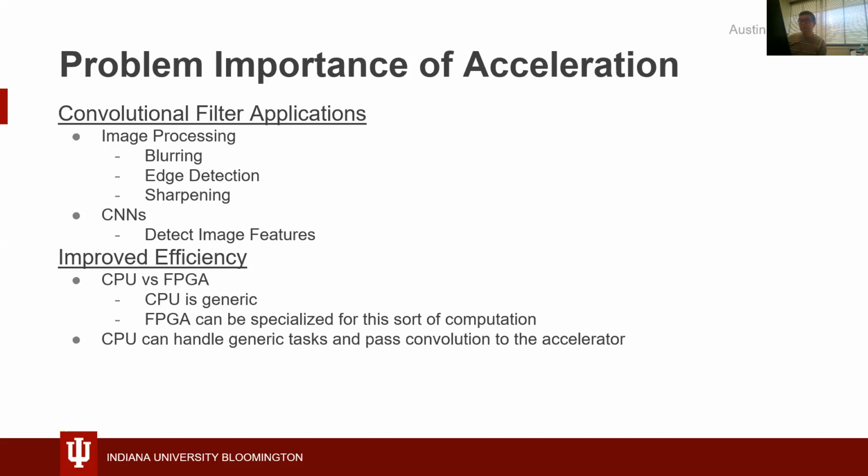We could do this with a CPU, but the CPU is pretty generic. It handles generic logic and execution, but it's not really tailor-made to do this sort of computation. However, we can make an FPGA very specialized for this computation so that it's much more efficient. In the end, our goal would be to have the CPU handle generic tasks, the other portions of a program that aren't convolution, and then pass the convolution onto the accelerator. We'll see this as our project goes on. First, we're going to implement this CPU only, and then we're going to make a mixture of the two so that we can compare our hardware accelerator to CPU only.